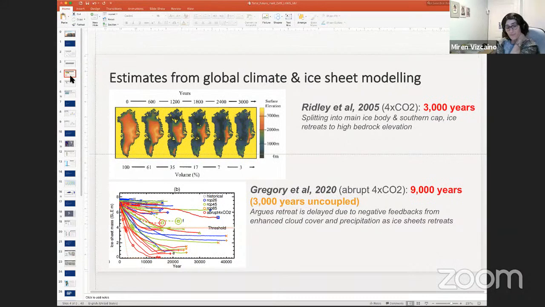Yes. Thank you. So we need to move on. Can you stop sharing your screen, Miren, please? And our next speaker is Michel Petrini from the University of Ghent as well. And he's going to talk about the multi-millennial response of the Greenland ice sheet to anthropogenic warming.